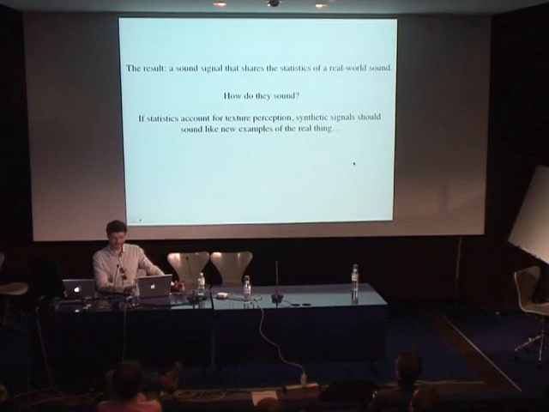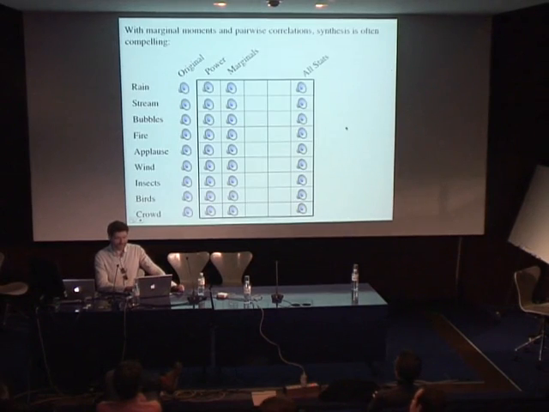So the result is a sound signal that we generated from noise that shares the statistics of a real-world sound. We can then listen to them and see what they sound like. The reason we're doing this is that if the statistics that we impose on the noise signal account for our perception of texture, then the synthetic signals should sound like new examples of the real thing. And in many cases, they do.